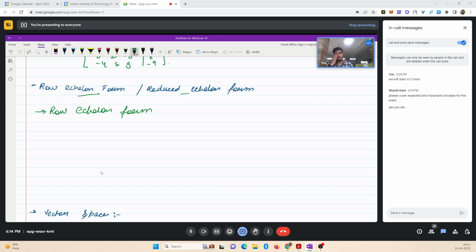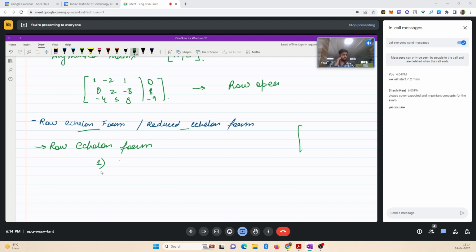So if you have a matrix in row echelon form, first thing is, let's say you have a matrix, right? The leading non-zero entry in any row is called the pivot element of that row. Okay. So for example, in this matrix, these, this, and this would be your pivot elements for this particular matrix, right?